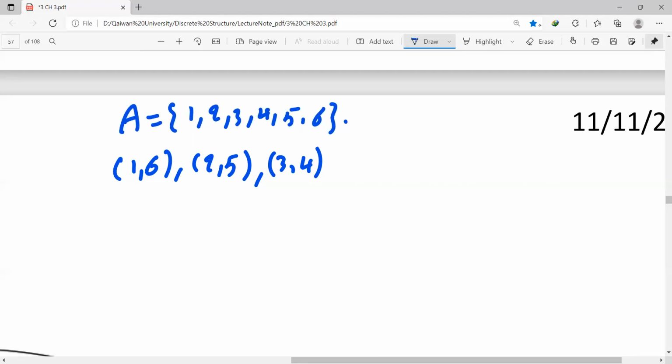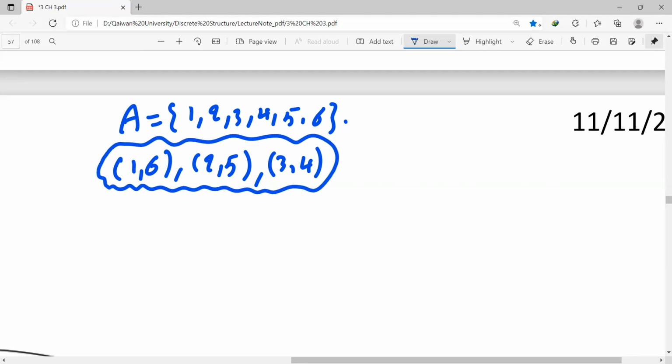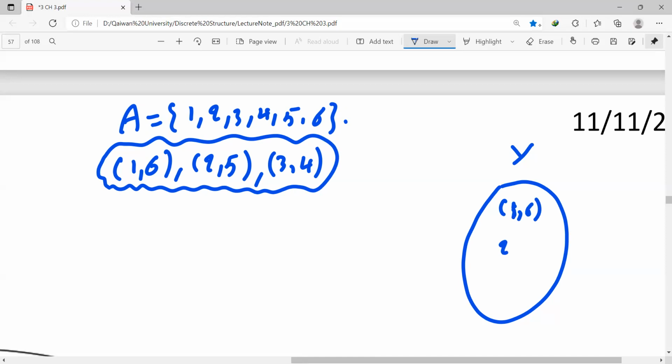There is no more. That's all. Here we have only 3 pairs whose sum is 7. We let Y be this set, which is 1, 6, 2, 5, 3, 4.